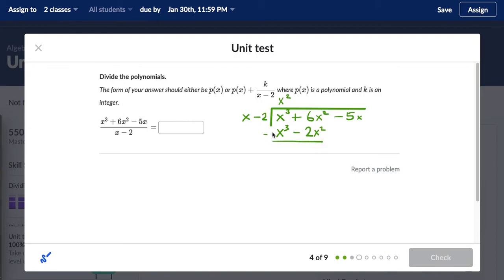Okay, we subtract, right, and that's like adding, right? So these cancel out, and now we've got 8x squared because 6x minus negative 2x squared is positive. Okay, we bring down our negative 5x and we go from there. So 8x squared divided by x is 8x, right? And 8x times x is, of course, 8x squared. And 8x times negative 2 is negative 16x.